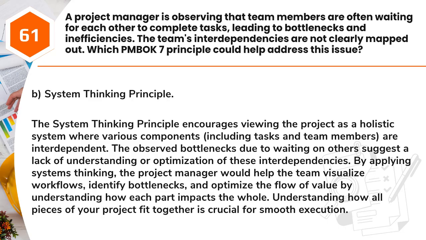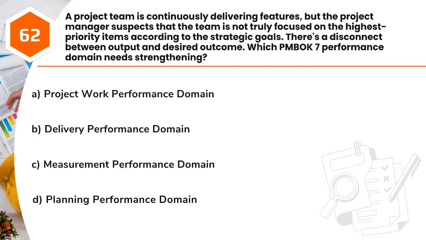Understanding how all pieces of your project fit together is crucial for smooth execution. Question 62. A project team is continuously delivering features, but the project manager suspects that the team is not truly focused on the highest priority items according to the strategic goals. There's a disconnect between output and desired outcome. Which PMBOK 7 performance domain needs strengthening?